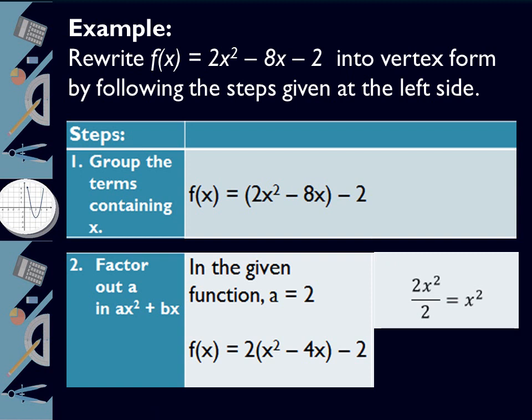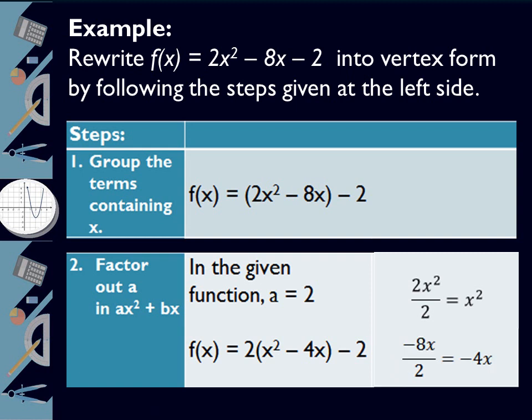Knowing that our a is equal to 2, of course, 2x squared will be divided by 2, and 2x squared divided by 2 equals x squared. And secondly, negative 8x divided by 2 is equal to negative 4x. So that is how we got f of x equals 2 times the quantity x squared minus 4x, minus.